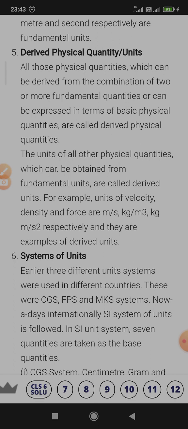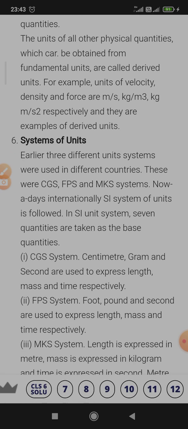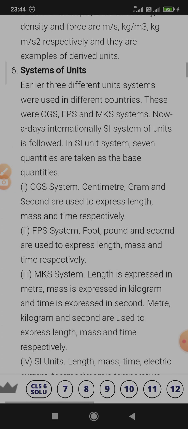Derived physical quantity or unit. All those physical quantities which can be derived from the combination of two or more fundamental quantities, or can be expressed in terms of basic physical quantities, are called derived physical quantities. The unit of all other physical quantities which can be obtained from fundamental units are called derived units. For example, units of velocity, density, and force are meter per second, kilogram per meter cube, and kilogram meter per second square respectively, and they are examples of derived units.